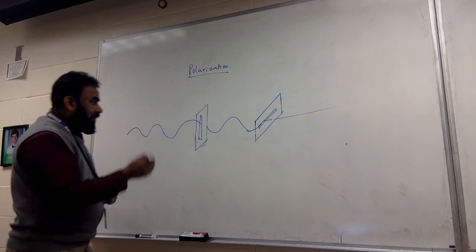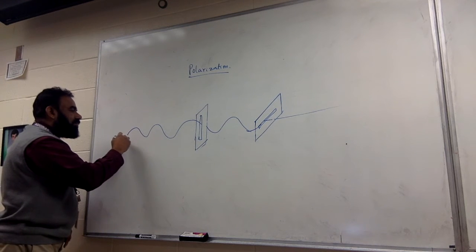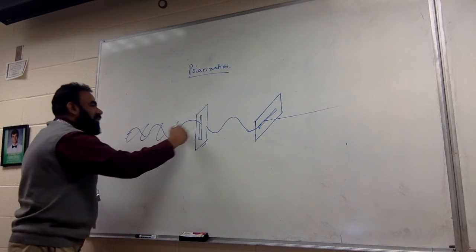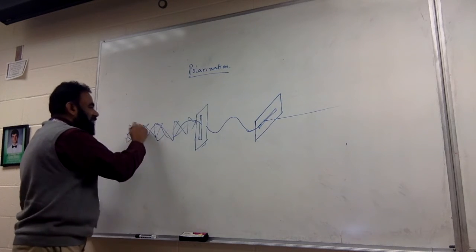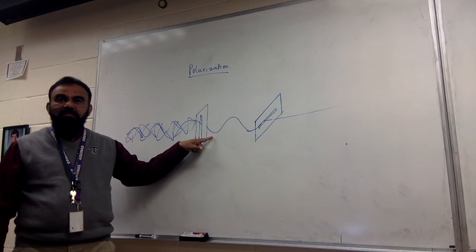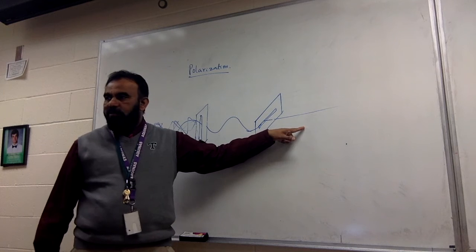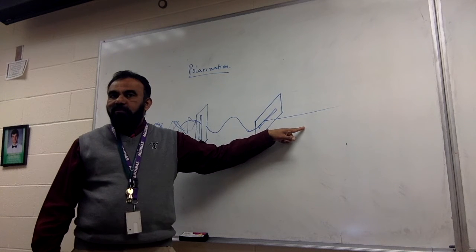So nothing. What if I go crazy and do all sorts of waves, at all different angles? Won't matter. What will happen here? Only the vertical ones will go through, and what will happen here? Blocked, completely blocked. You understand?